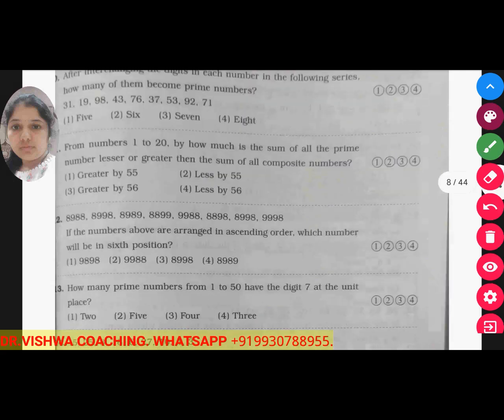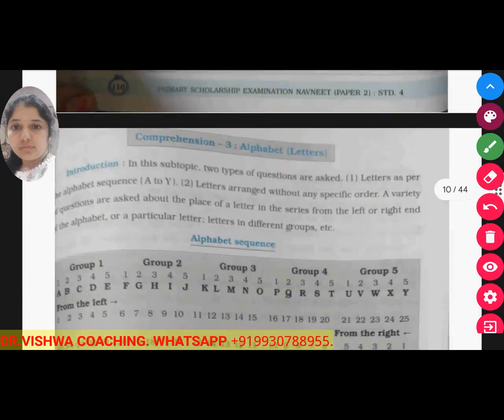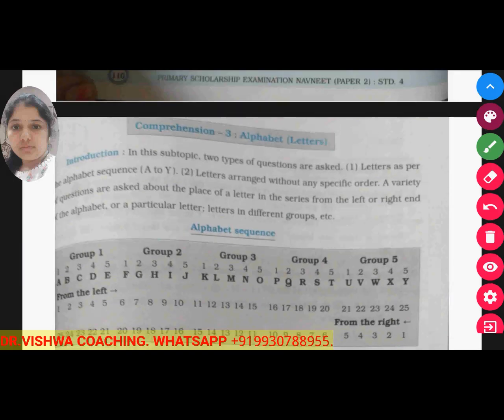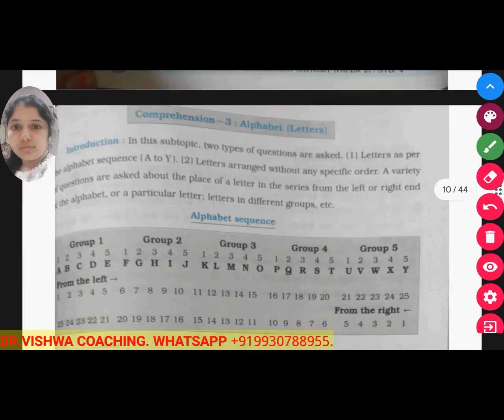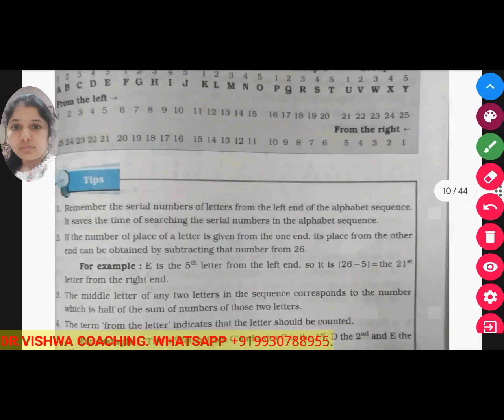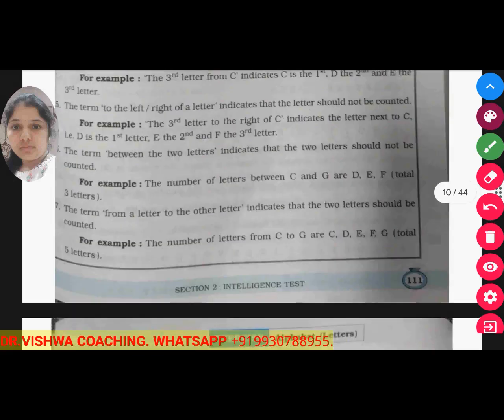So you try the rest of the sums at home, because as much as you try, you will become a master of it. Now I will take the next topic of comprehension, which is based on the alphabet, or letters. You must know that in the English alphabet there are 26 letters, and you must know the position of letters from the left side and from the right side also. So the questions are based on the position of letters and their places.